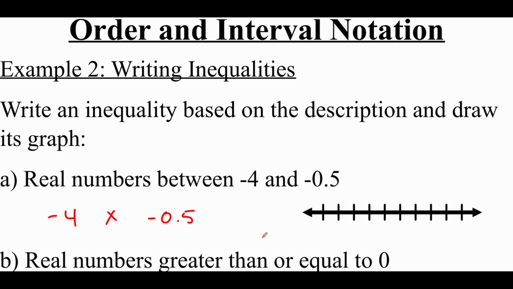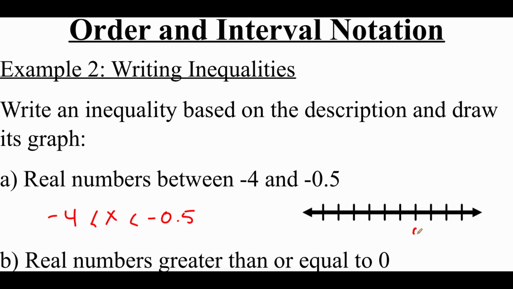It doesn't say that the end values are included. It doesn't say that x could equal negative 4 or that x could equal negative 0.5. So what we're going to do is use a couple of less than symbols in here to write out our double-sided inequality. Then we can go over to our number line and graph this out.